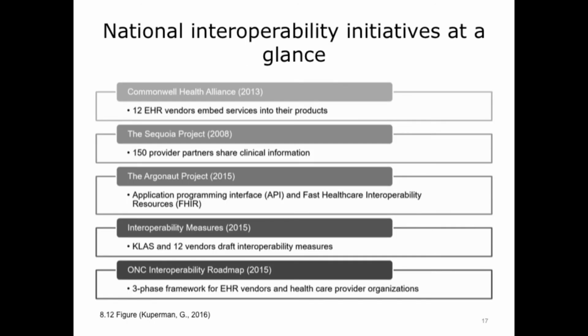This lecture discussed five national interoperability initiatives. The Commonwell Health Alliance started in 2013 and is driven by EHR vendors to enhance their products. In 2008, the Sequoia Project started for providers to share clinical information. The Argonaut Project has been developing application programming interfaces, APIs, and fast healthcare interoperability resources, FHIR, standards since 2015. Vendors and CLASS have drafted interoperability measures starting in 2015. Also in 2015, ONC published an interoperability roadmap that provides a three-phase framework for vendors and healthcare providers.